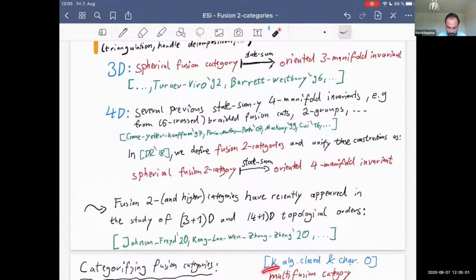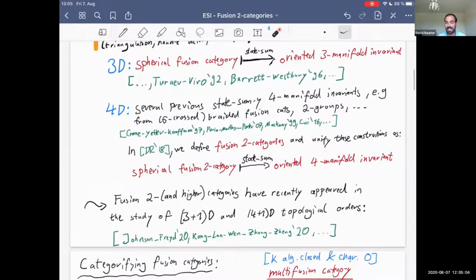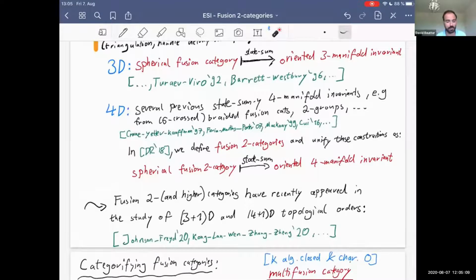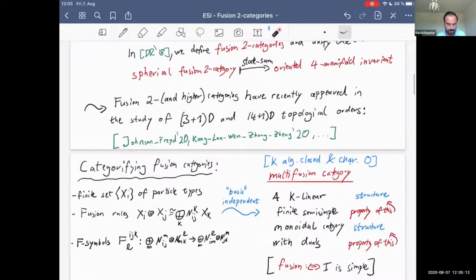So first of all, in whatever I'm going to talk about now, I fix some field K, and I assume it's algebraically closed and of characteristic 0, so just take it to be the complex numbers if you like. And this is our basic setup. Let's go back and think about what a fusion category is. Now, the way we've seen fusion categories presented this week is to say, well, we have a finite set of particle types, and we have certain fusion rules, and we have certain F symbols. But to categorify, it's better to go to a basis-independent perspective on these, and that I think we've also seen is that a multi-fusion category is basically the same as a K-linear, finite semisimple, monoidal category with duals.